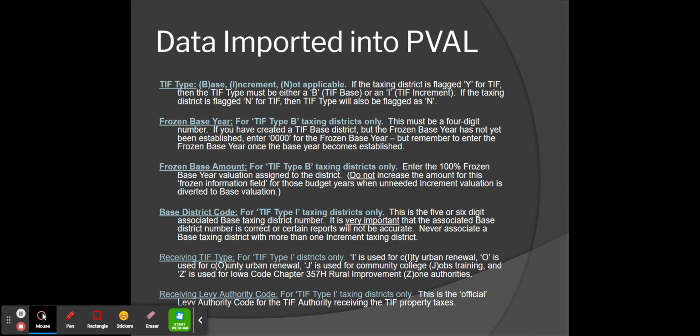And again, for the increment districts, the TIF type, this is labeled to identify whether it's a city urban renewal, a county urban renewal, a community college jobs training, or a Z for a rural improvement zone. And the receiving levy authority code, again, for the increment districts, the I districts, this is the official levy authority code for the TIF authority that's receiving the TIF property taxes. So if it's a city TIF, then what's going to be reported here is the city's levy authority code identifier.